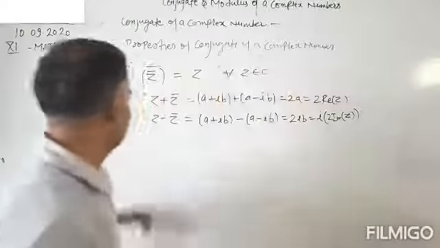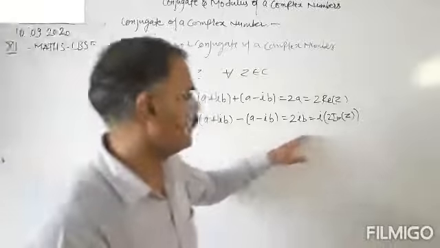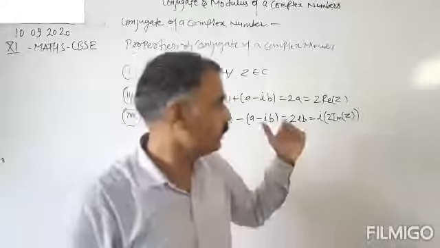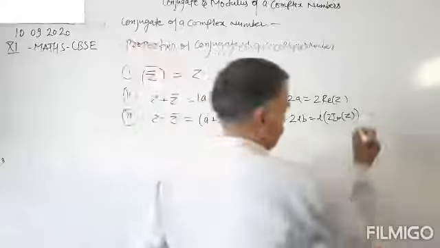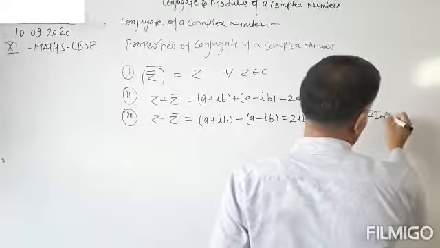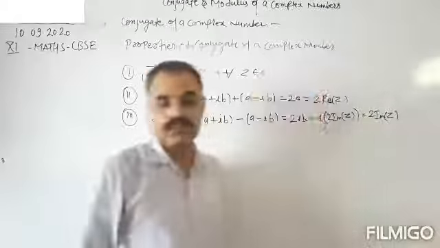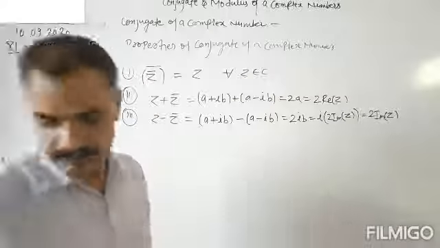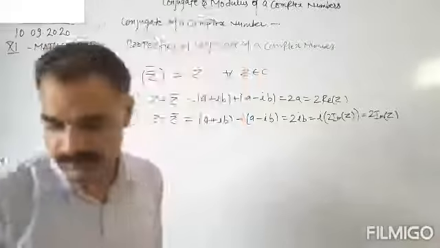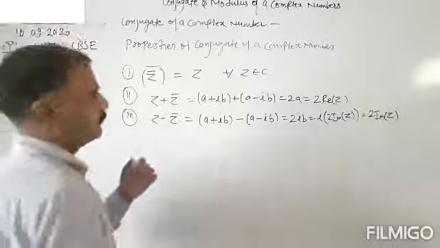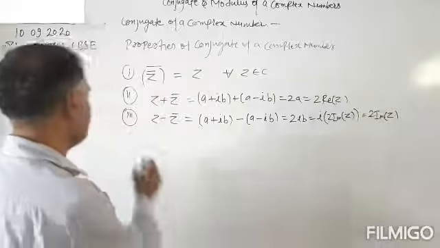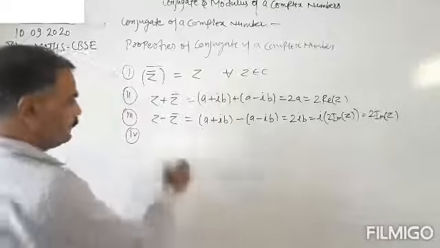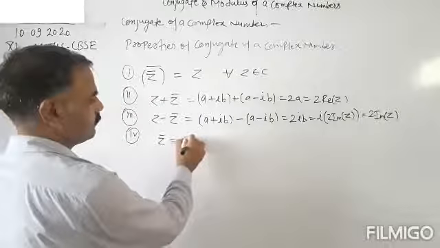Okay, so z minus z bar is equal to 2 iota times the imaginary part of z, or simply 2 imaginary part of z. Okay, so this is the second property of complex numbers. Okay, now this is the third property, and the fourth property is z bar is equal to z.